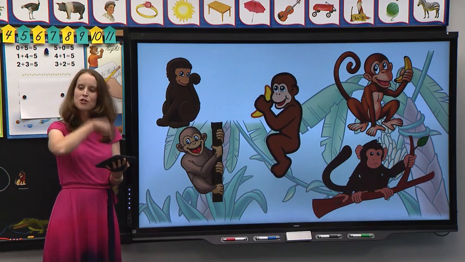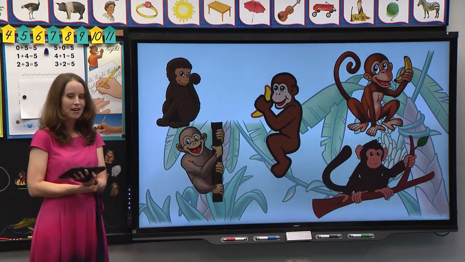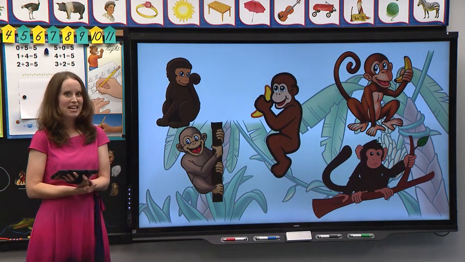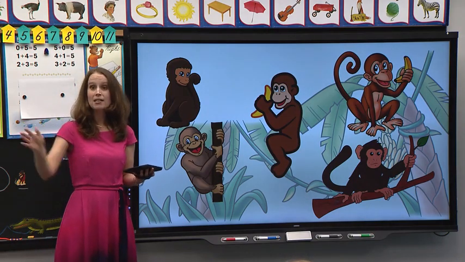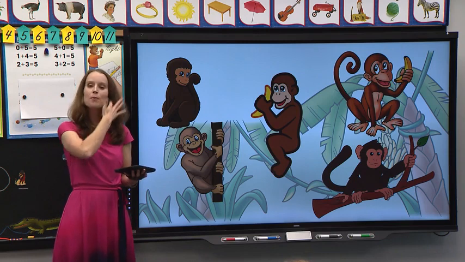Let's do this. Get your counters and have 5 counters in your hand. We're going to imagine that they're monkeys. I'm going to read the poem again, and as a monkey gets subtracted or we take it away, I want you to put a counter down.